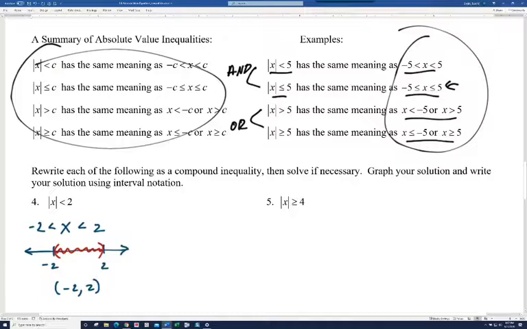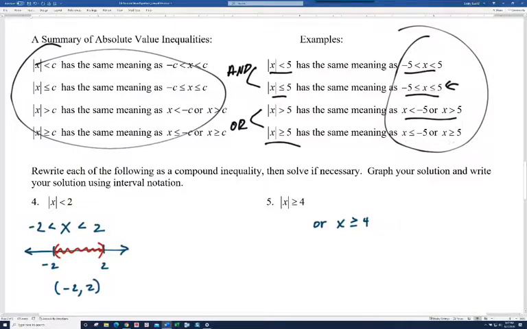Now on number 5, this is the or case, where you're going to have everything outside of two numbers. And so on the right side, what you see, now this looks just like the one we have up here, absolute value of x greater or equal to 5. Notice on the right side, oops, let me erase here.